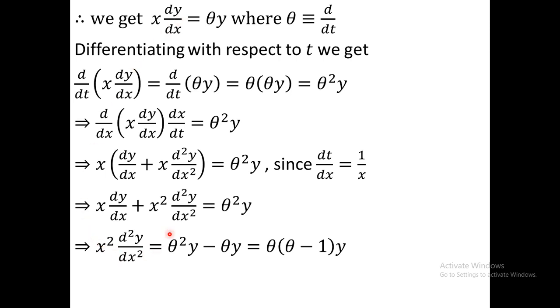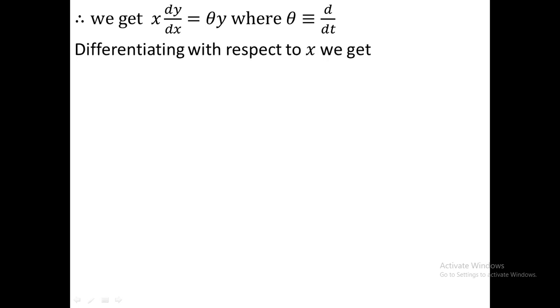Now I calculate this in another way. Please see here, all of you know that x dy/dx equals θy. In the previous page I took the derivative with respect to t. Now we take the derivative with respect to x. So differentiating with respect to x, we get d/dx of (x dy/dx) equal to d/dx of θy. You see that this is a function of t, but this is d/dx, therefore we use the chain rule, that is d/dt of that into dt/dx.